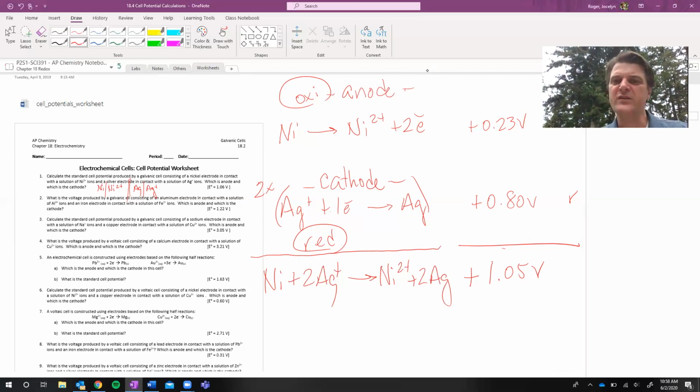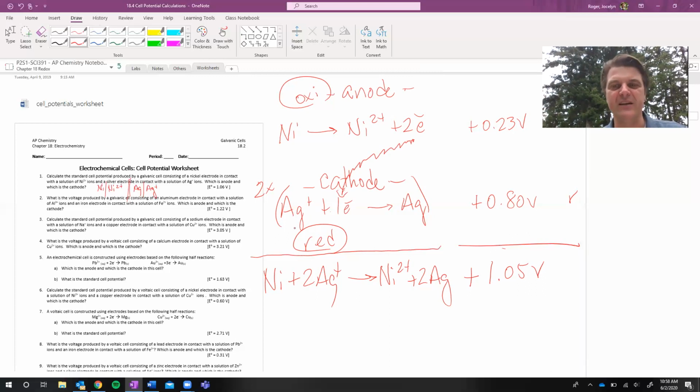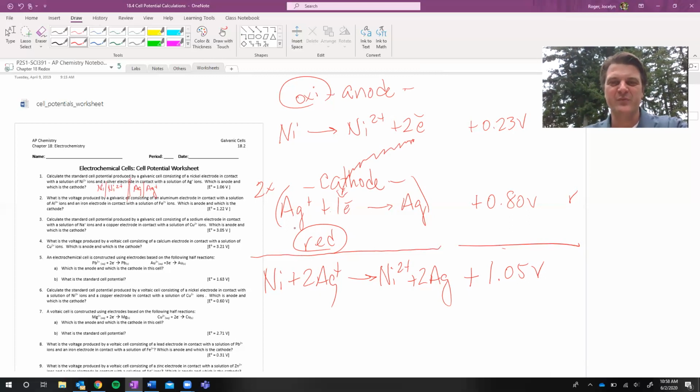The electrons always flow from anode to cathode, A to C, always. So the electrons start at the anode. The nickel gives 2 electrons. So these 2 electrons travel in the wire to the other side, and the silver+ picks up these electrons and turns into silver. Always the electrons travel from A to C, anode to cathode. And that's how you do these problems.